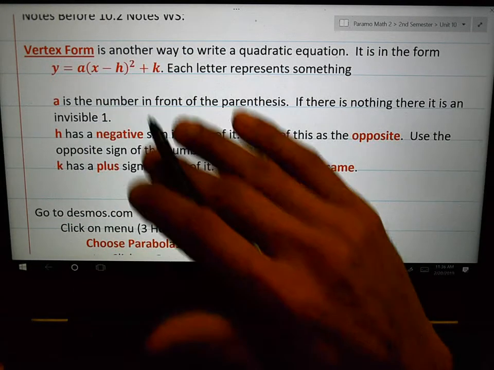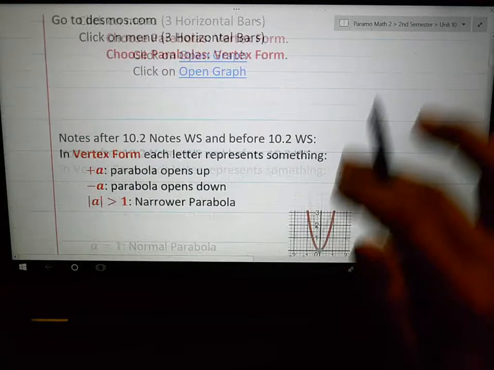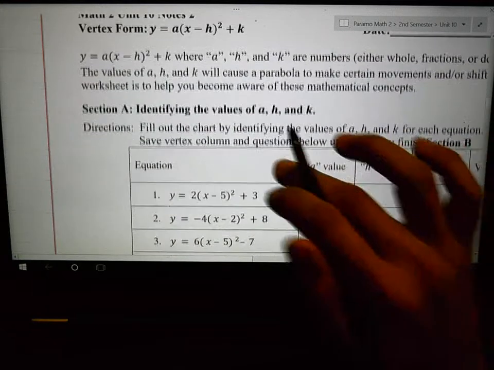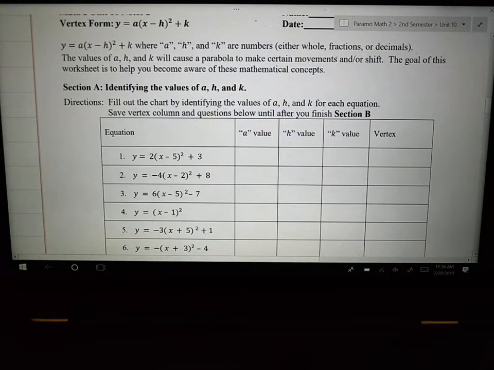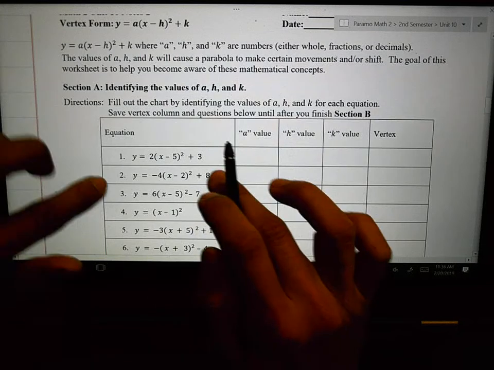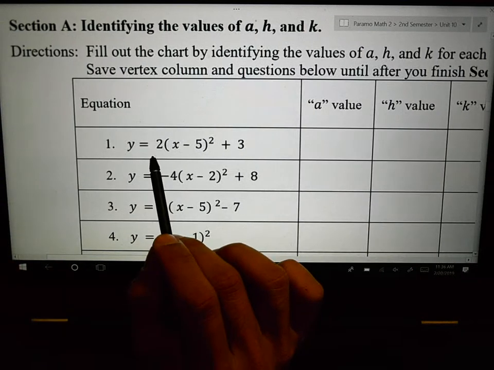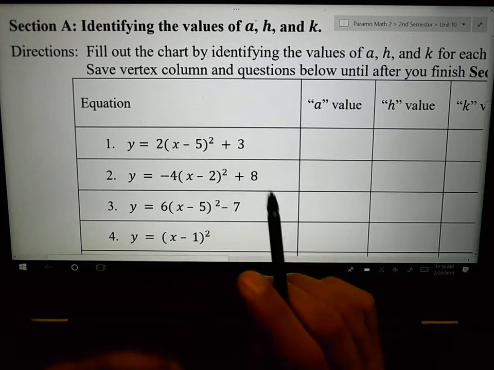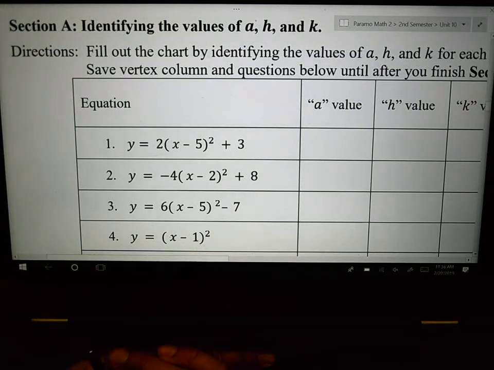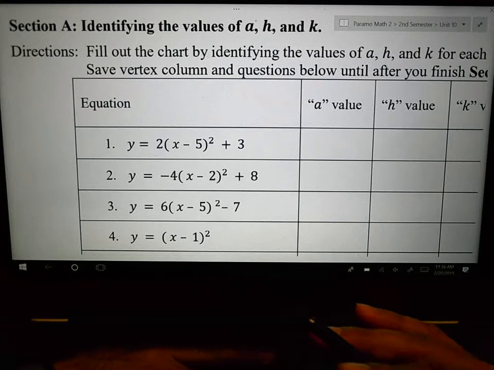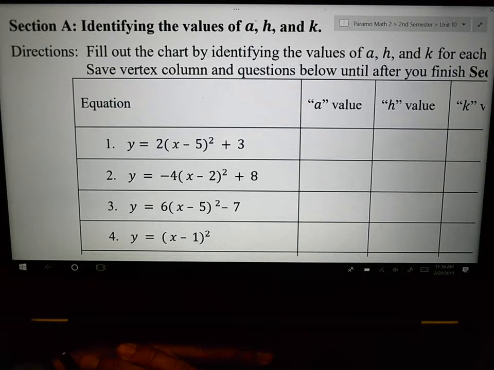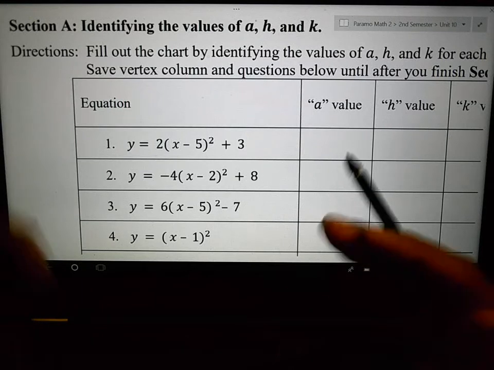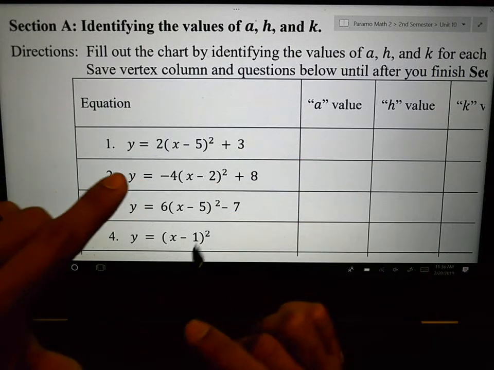This is how you're going to see the equations. Let me show you what the worksheet looks like. You have this worksheet in front of you. If I look at the equation, I have a 2, I have a minus 5 squared plus 3. You're not going to do anything to the equation. But by looking at these equations, you're going to eventually be able to graph them, just like you did on worksheet 1.